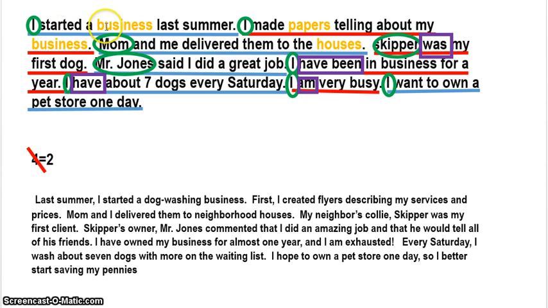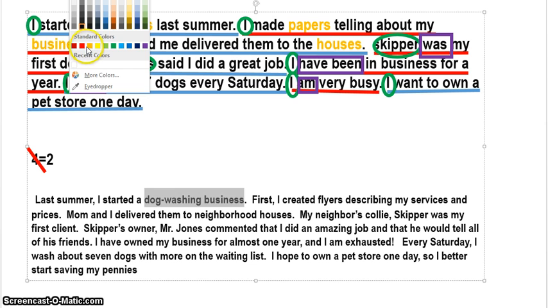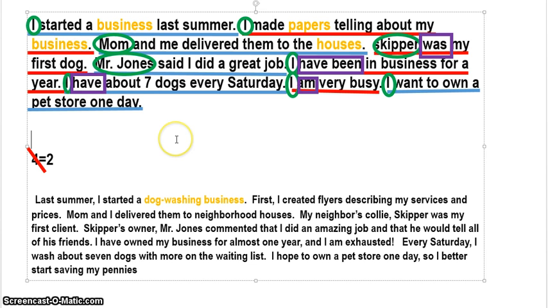So if you'll notice, the very first word that I have is the word business, in yellow. And you'll notice that I do not have an adjective in front of that. So if you go down to the bottom paragraph, you'll see that I have now changed it to a dog washing business. Okay, so I've taken the business where they've had the noun just by itself, and I've added dog washing.